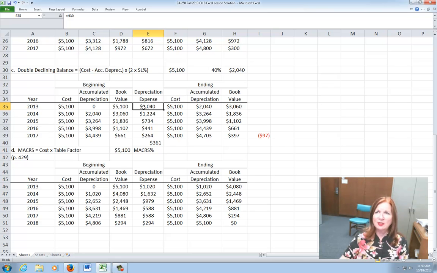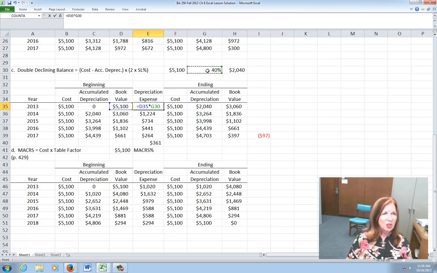Or you can put in the formula. After the first year, you'll have to put in the formula. And you have the formula of book value times the acceleration factor. So I'm going to make mine equal to what I think you're going to need to do each year. So I'm going to go equals, and it's going to be book value, click on book value, and it's going to be times, shift 8, and it's going to be this 40% in G30.